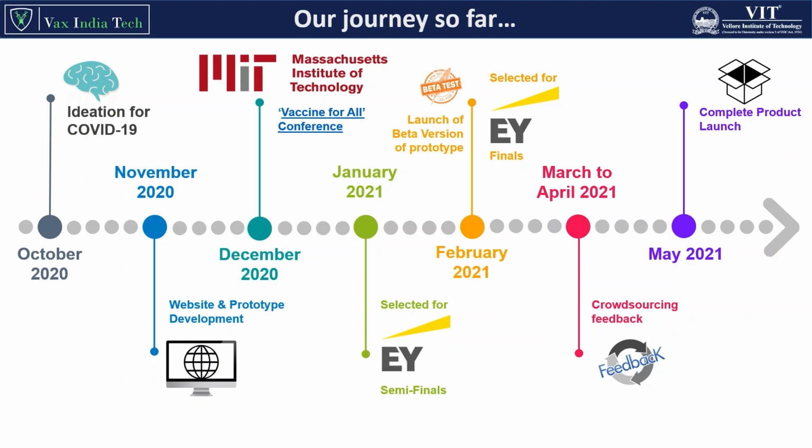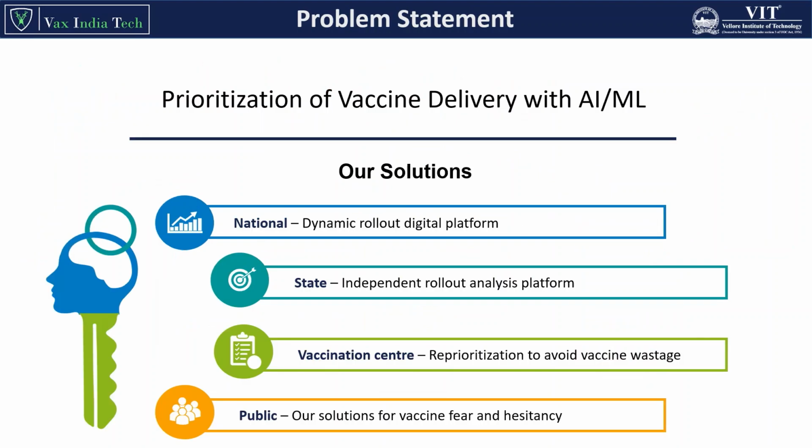Our journey began in October when we were looking for a way to do our part in helping overcome the unprecedented challenges as the nation embarks on a mission to vaccinate all 1.4 billion Indians. Since then, Vax India Tech has come a long way, and we've contributed to various aspects of vaccine distribution, as you can see along this timeline. Today, we are here to present our dynamic prioritization strategy, which is the need of the hour for India.